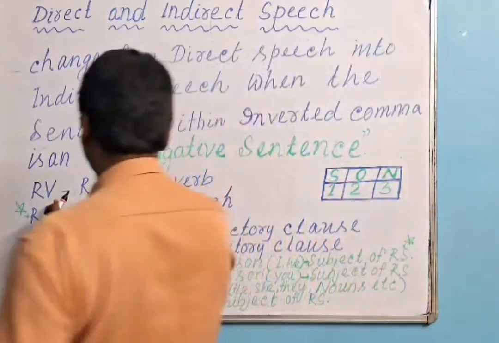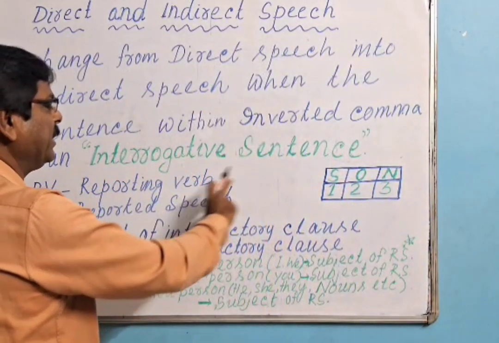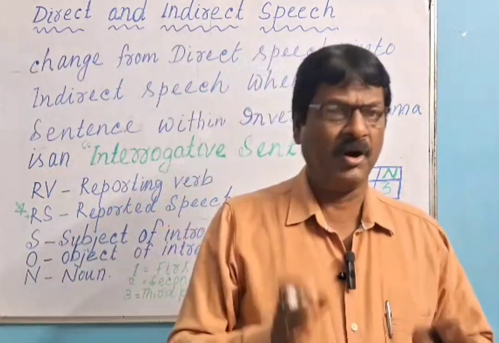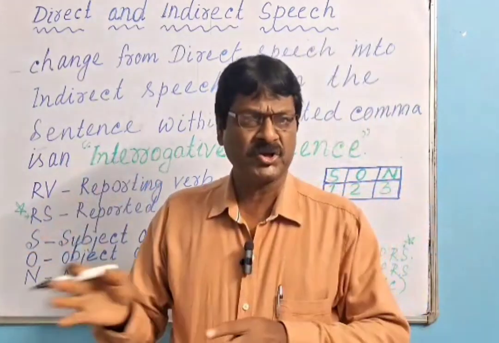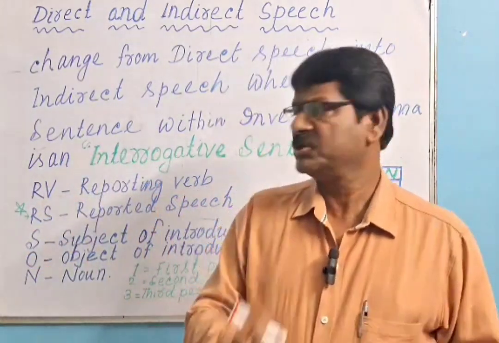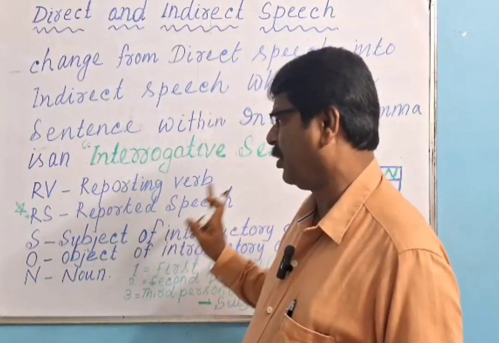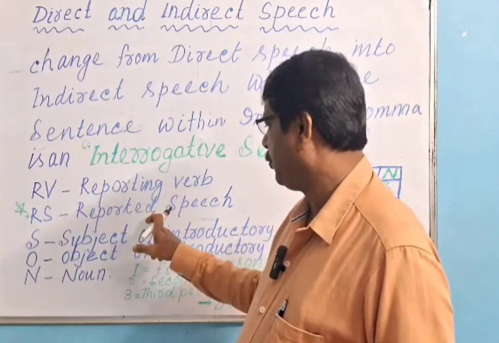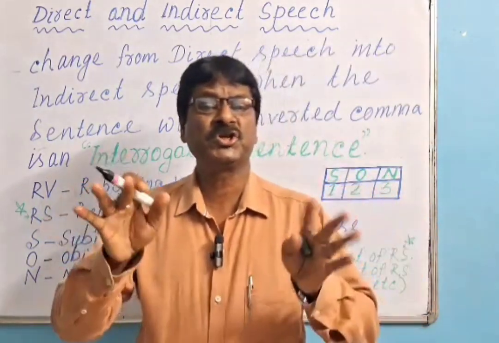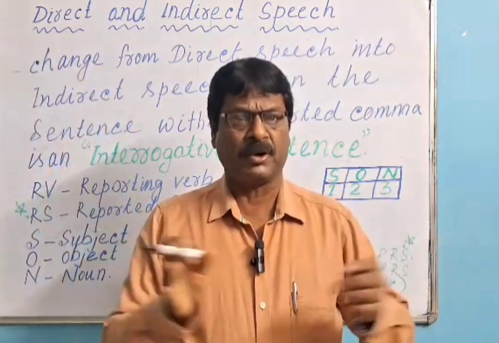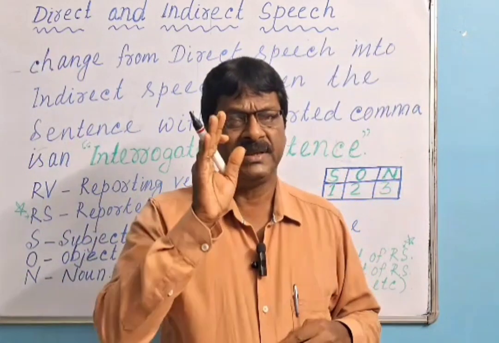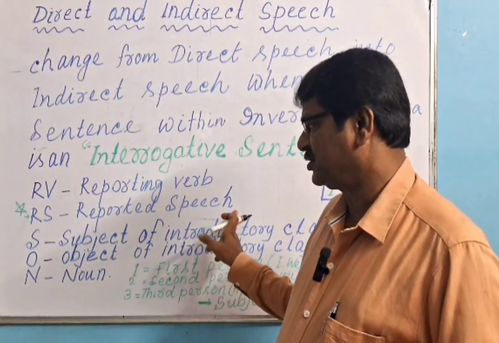They are RV, reporting verb. I mean, the verb which is there in the introductory clause or introductory sentence, that is called RV or reporting verb. RS, reported speech. The sentence which is within inverted comma or quotation mark is called reported speech.